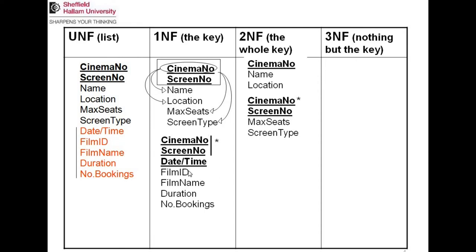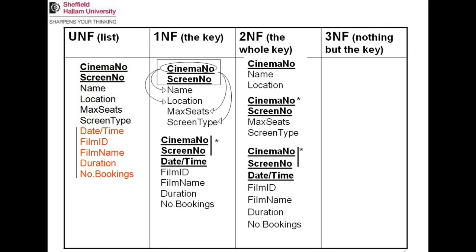So this compound key here does not break up. We keep everything the same. There's an interesting pattern coming up. Each cinema has got several screens, and in each screen there are several films showing at the different dates and times. So there's a one-to-many relationship, and then a one-to-many relationship from that table to that one to that one.